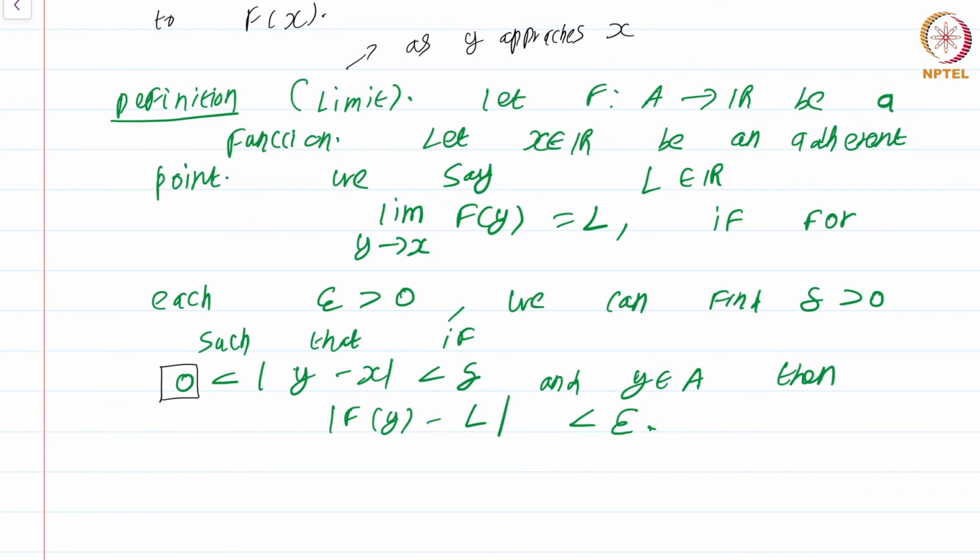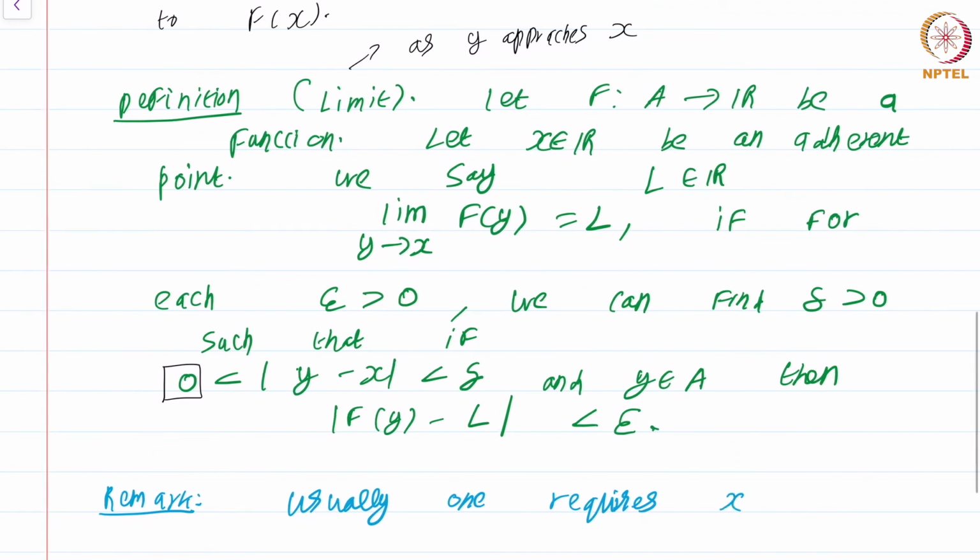Now let me just make a remark, because this is somewhat important. Remark. Usually one requires x to be a limit point.